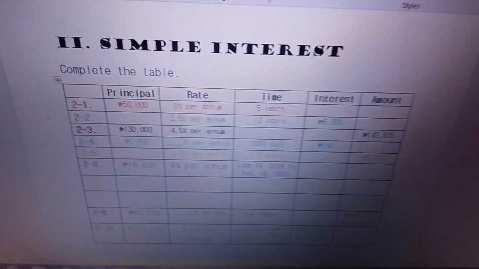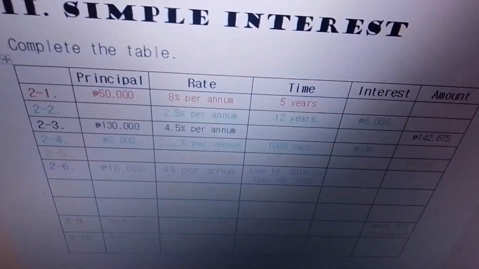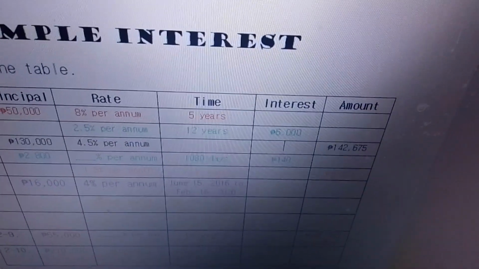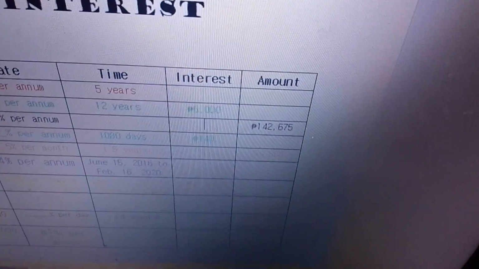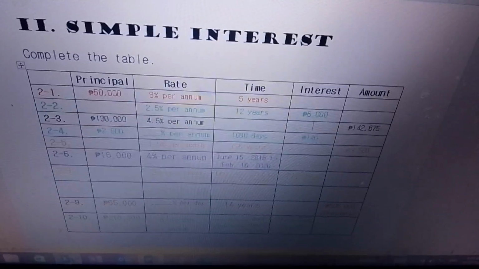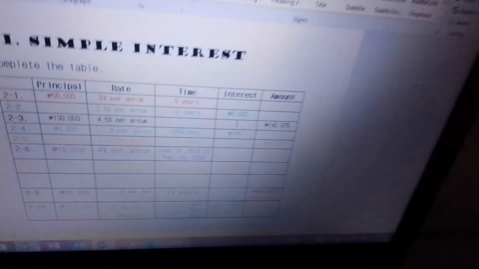So number 4, look at this. Our principal is 2,800 pesos. Our rate is blank percent per annum. Our time is 1,080 days and our interest is 140 pesos. So what's missing is the rate and the amount. For the amount, it's very easy. We just add 2,800 plus 140.